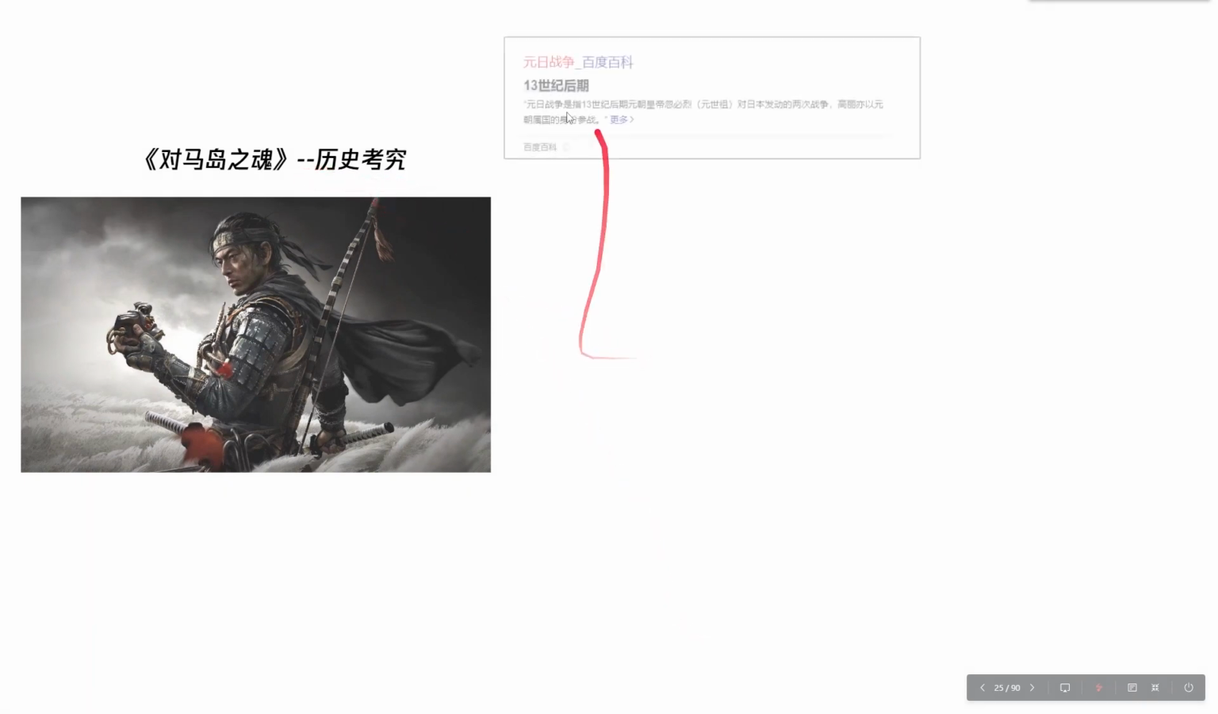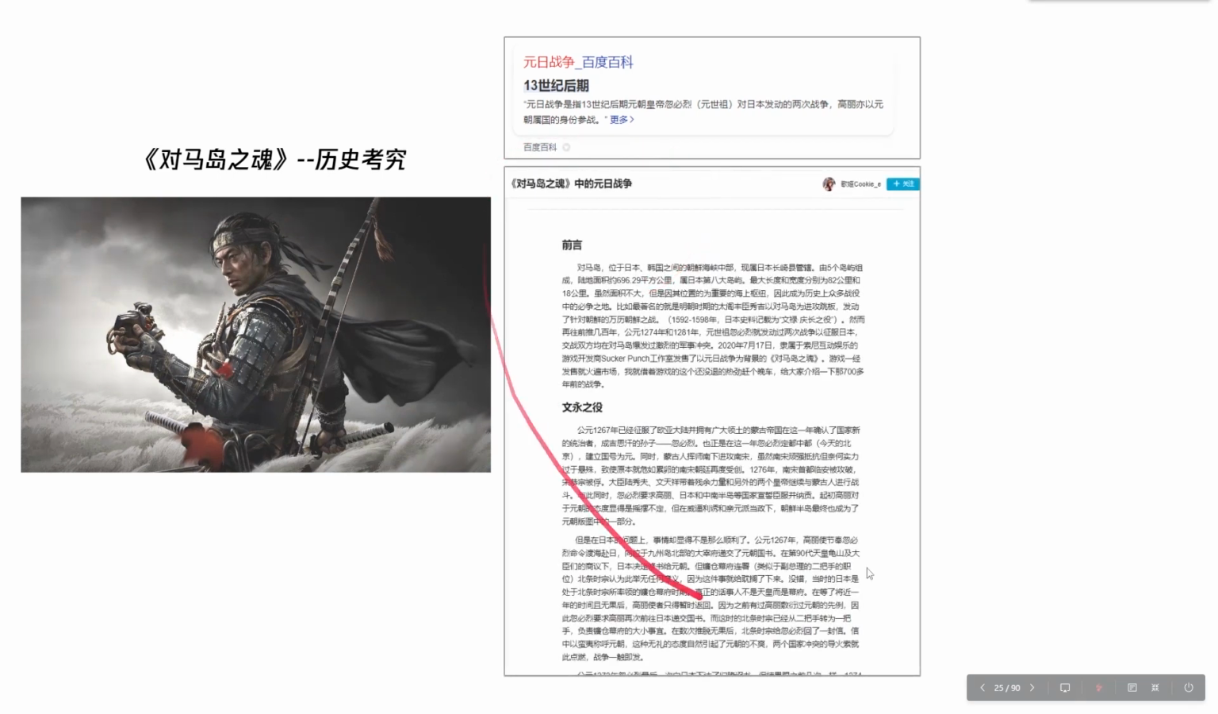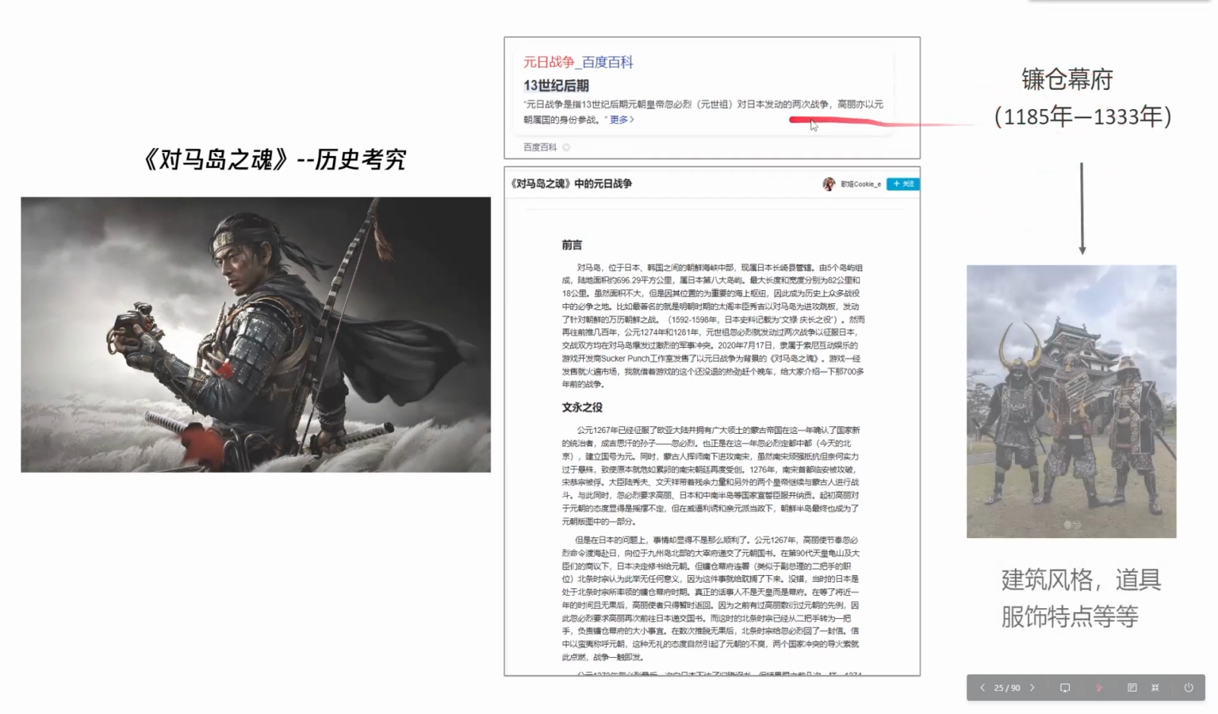So let's see the history of Ghost of Tsushima. It's based on the war between Mongol and Japan. In Chinese, we call it 元日战争. So the Yuan dynasty, Mongolia, and Japan had a war. Mongol invaded Japan. It really happened in the 13th century. That area in Japan was under the Kamakura Shogunate.